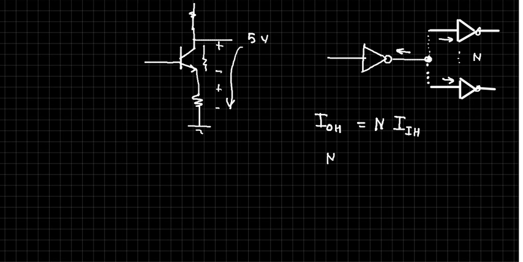This N is nothing but I_OH divided by I_IH. What is this N? It is the number of devices it can drive, and that is what is called fan out. That means if you are purchasing an AND gate or a NAND gate, or any logic gate, you make sure how many gates it can drive.